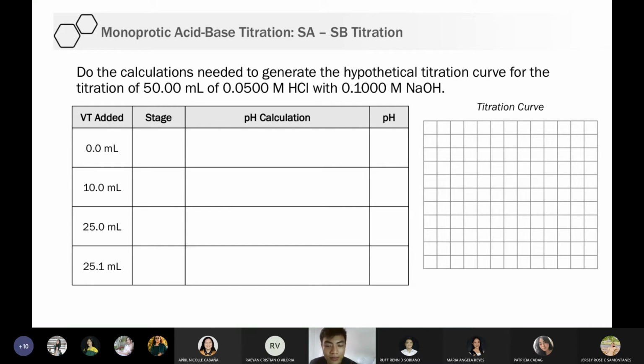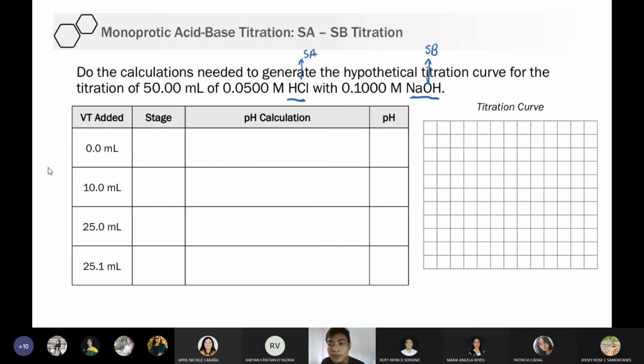O, ganito. Ano sabi ko nung kanina, pinakaunang sabi ko, alamin mo kung ano yung ginagawa mo. Okay? Alamin mo kung ano yung mga substances mo. Strong acid ba yan? Weak acid or weak base or strong base, no? So, tignan mo yung problem. Ano yung chemicals na meron ako? I have HCl and NaOH, sodium hydroxide. So, HCl, strong acid yan. Sodium hydroxide, strong base yan. Okay? So, ibig sabihin yan, strong acid, strong base titration to.